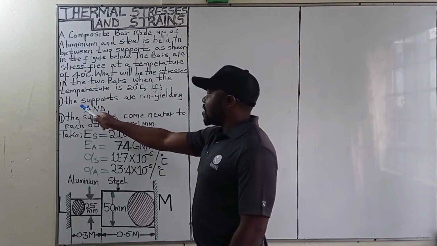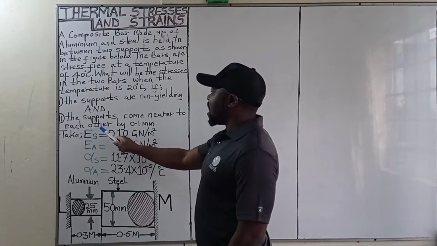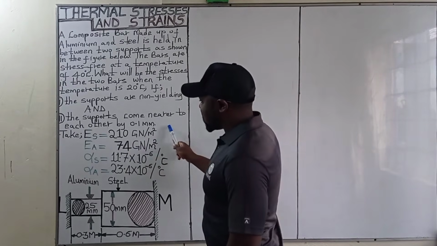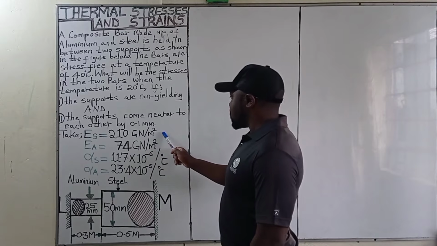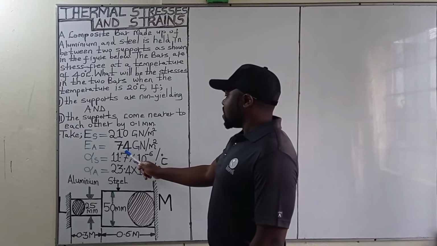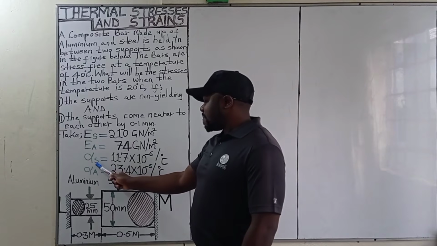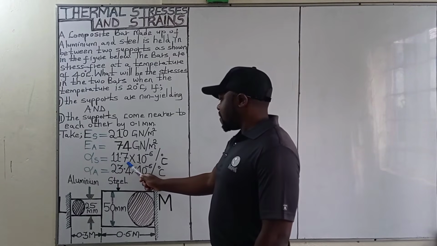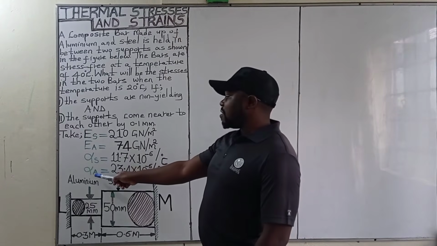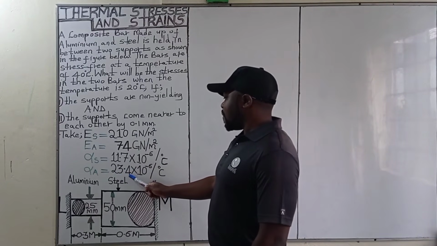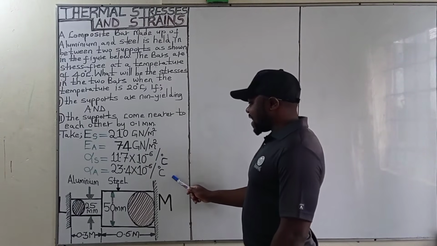If 1. The supports are non-yielding and 2. The supports come nearer to each other by 0.1 millimeters. Young's modulus of elasticity of steel is 210 giganewtons per square meter, that of aluminium 74 giganewtons per square meter. The coefficient of linear expansion of steel is 11.7 times 10 raised to the power of negative 6 per degree Celsius, whereas that of aluminium is 23.4 times 10 raised to the power of negative 6 per degree Celsius.